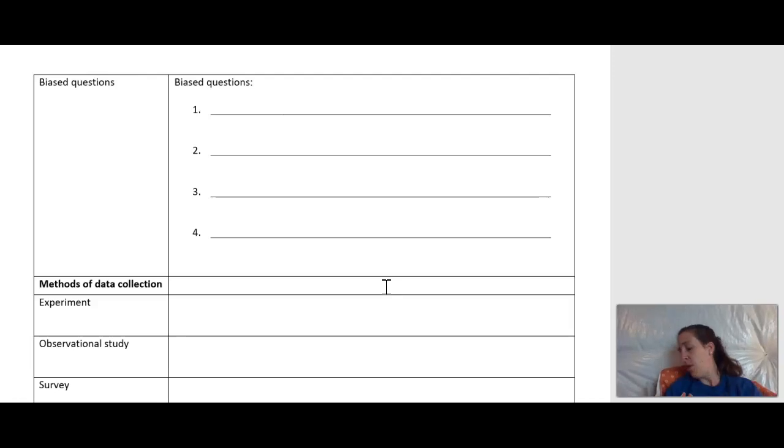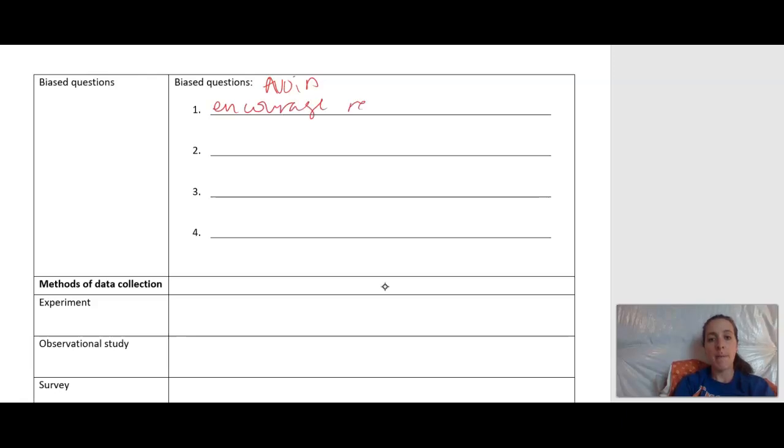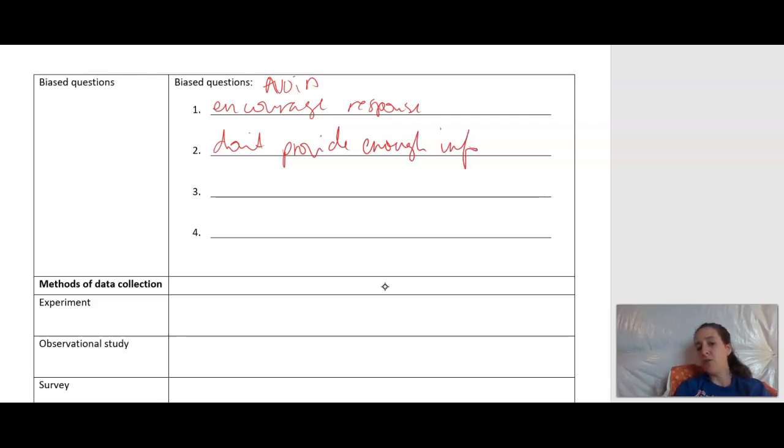Okay, so when you're asking questions, you want to avoid these types of questions that encourage a particular response. So kind of questions like, do you think it's okay that they were doing this? Well, no, I wouldn't. So your response is already kind of being given for you. Another one is we want to avoid questions that don't provide enough information. We want to avoid questions that are too sensitive to answer truthfully.